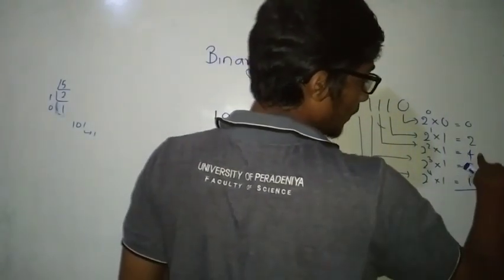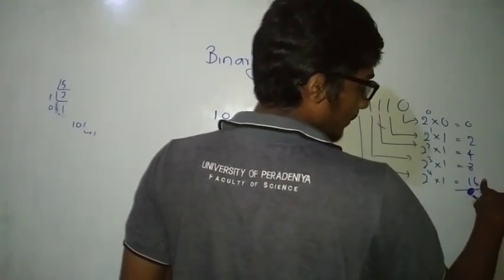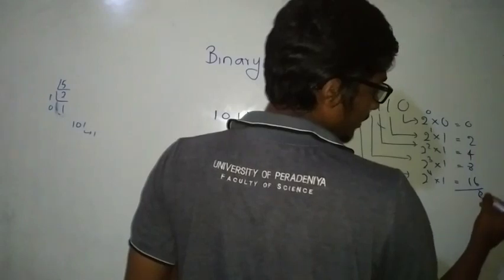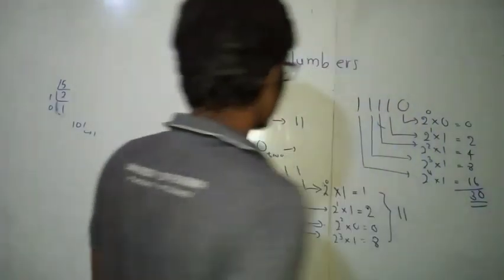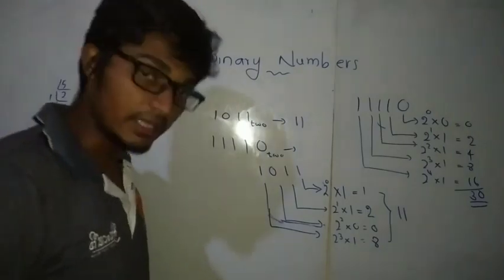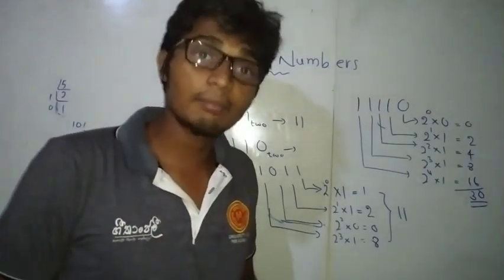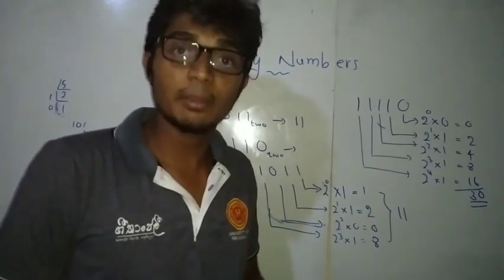2 plus 4 is 6, 6 plus 8 is 14, 14 plus 16 is 30. So the number represented by this 11110 is 30. So this is how we convert binary number system into decimal number system.